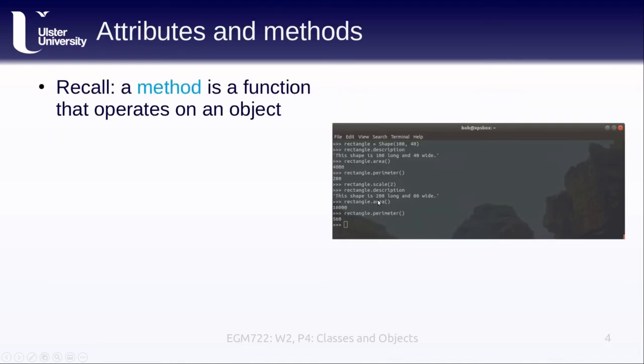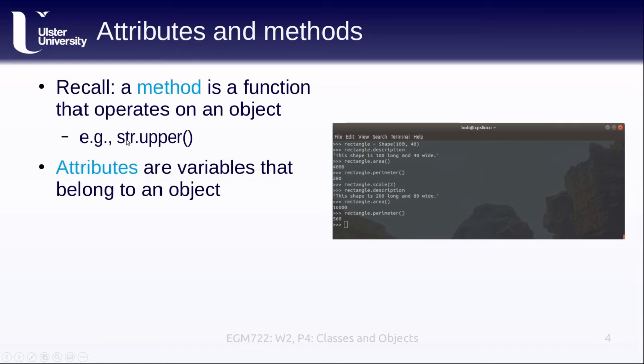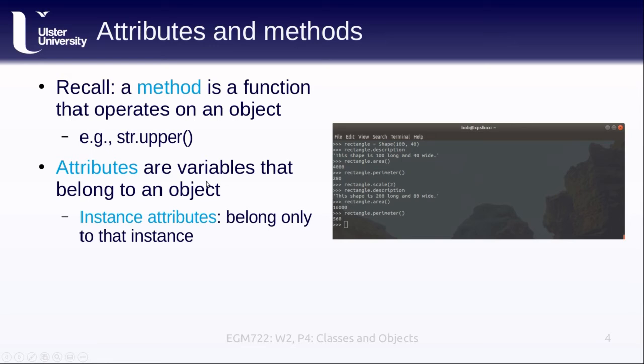So remember that a method is just a function, again, that is operating on an object, on whatever object is calling that method. So for example, we saw the method upper for strings changes all of the characters in that string to be uppercase. So attributes, on the other hand, again, are variables that belong to a particular object. They describe the object.